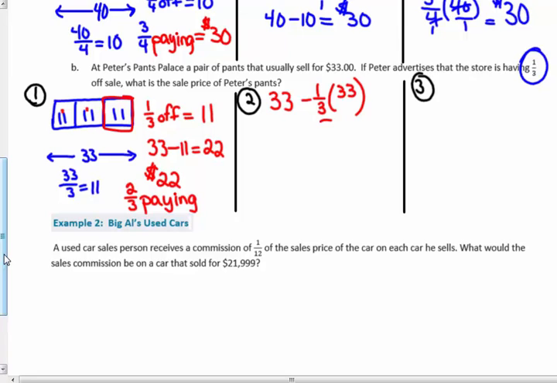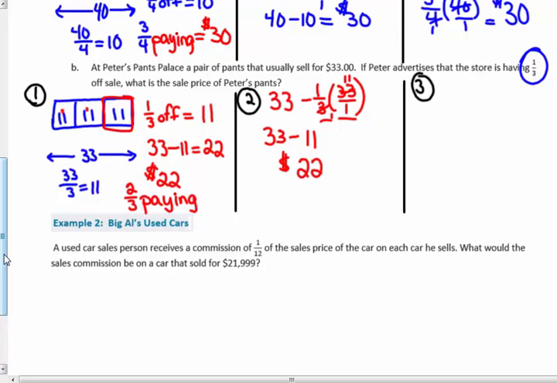Here's the fraction of the price, 1/3 of 33. Well, I can cross cancel. And I get $11. So subtract it from the original price, 33. Now I'm doing the subtraction second. 33 take away 11, yes, that would give me $22. 1/3 off, again, that $22 represents you're paying 2/3.